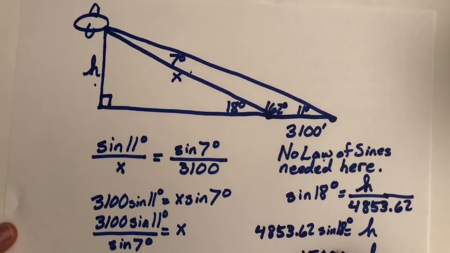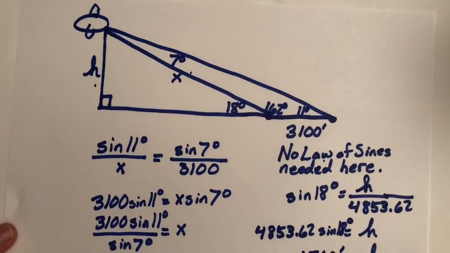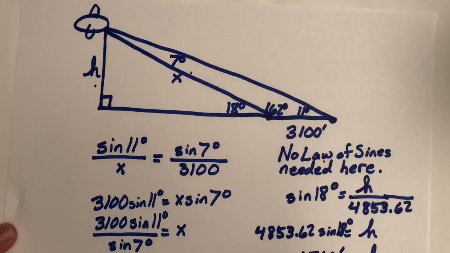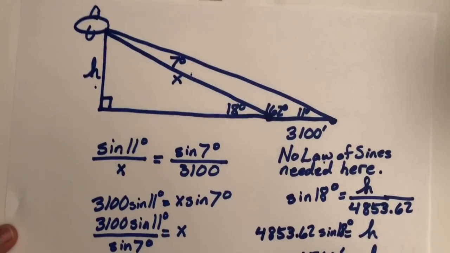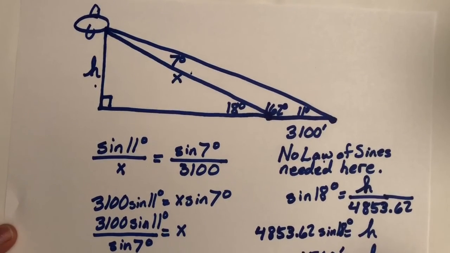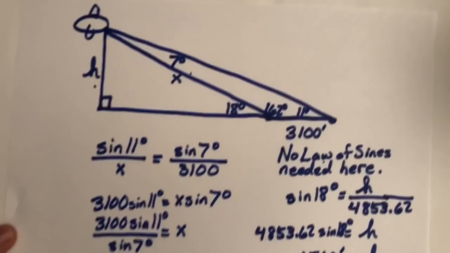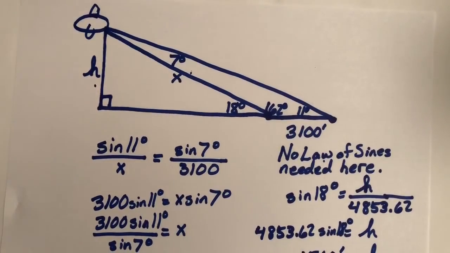So we have the height is approximately 1,500 feet. So I might even answer it in words since it was a word problem. The plane is about 1,500 feet high. So we made good use of the law of sines to be able to solve this word problem.